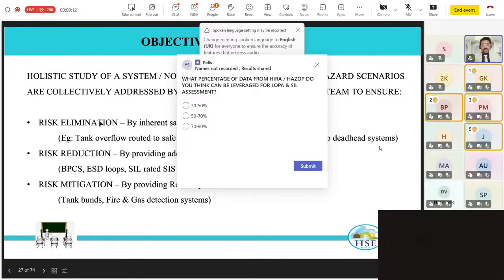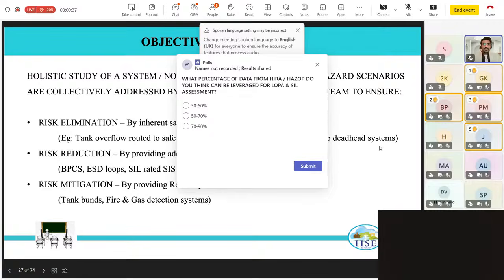and risk mitigation. The risk elimination is basically achieved by doing an inherently safe design. Like you take a tank with an overflow, route it to a safe drain. That way you are ensuring that any overflow or spillover does not form any slippery surfaces or any combustible mixtures in the vicinity. So that is one way of doing an inherently safe design, or eliminating a risk.